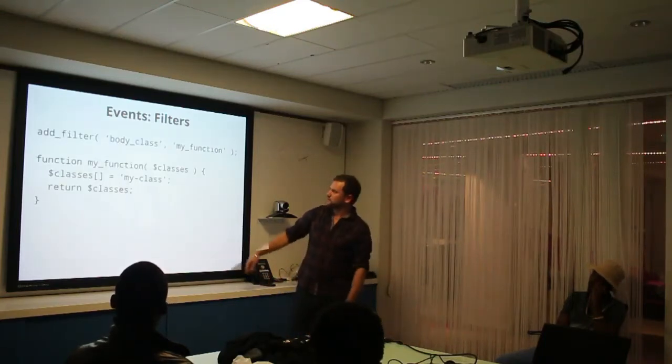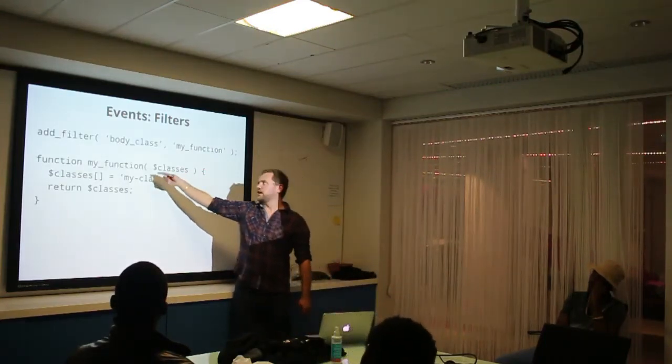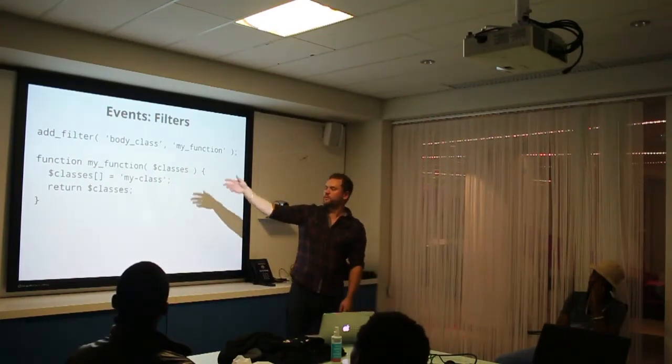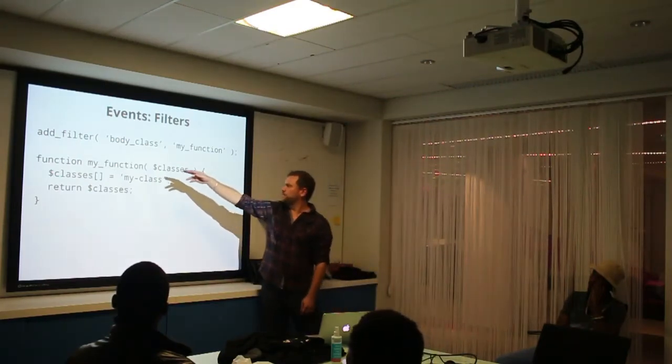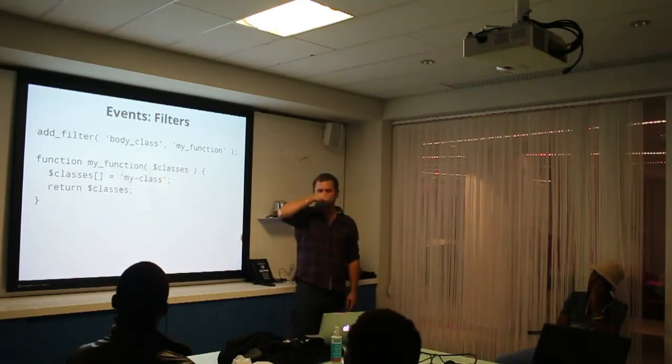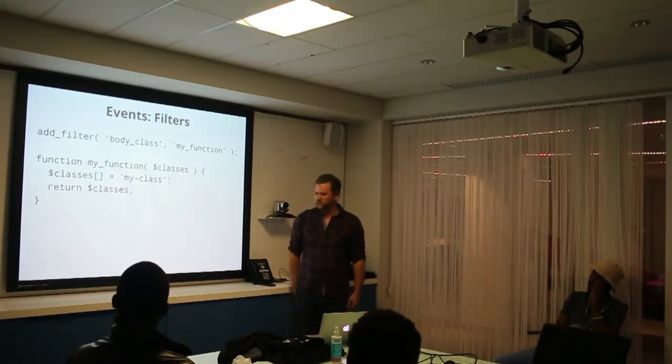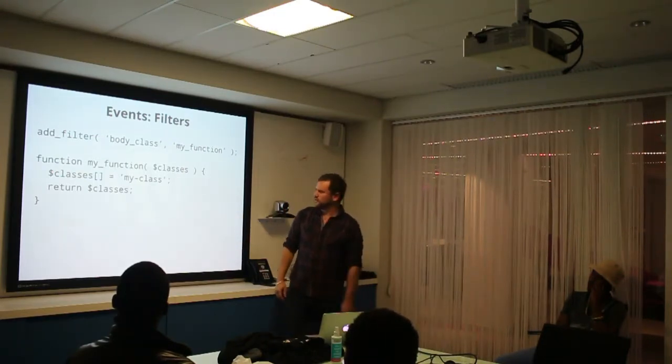So just as an example, here's one for body class. This is the class in the body tag on every front-end page. There's a filter in WordPress called body class. And what body class has passed to it is just one variable, and that's an array of classes that will be in the body tag, CSS classes. It'll be in the HTML classes, rather. It'll be in the body tag.